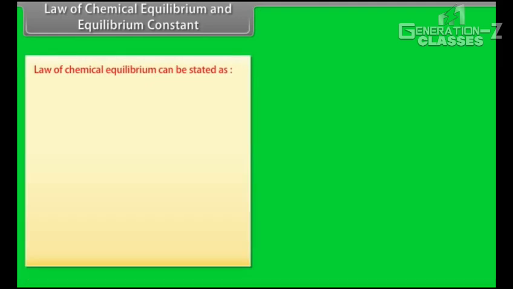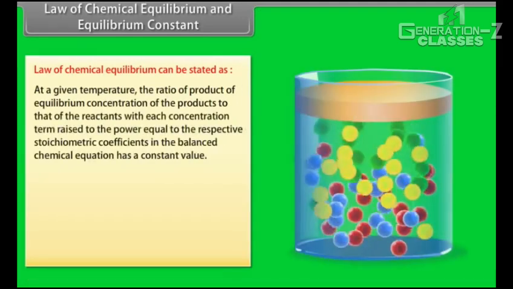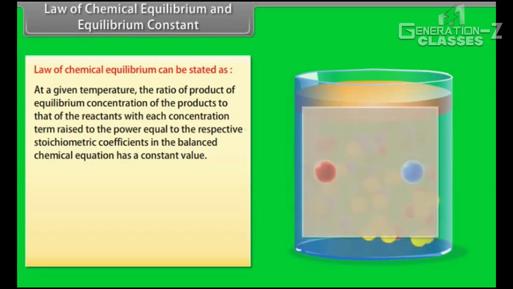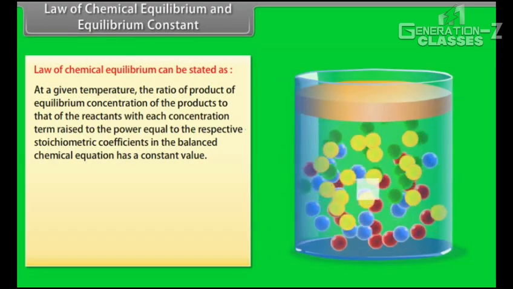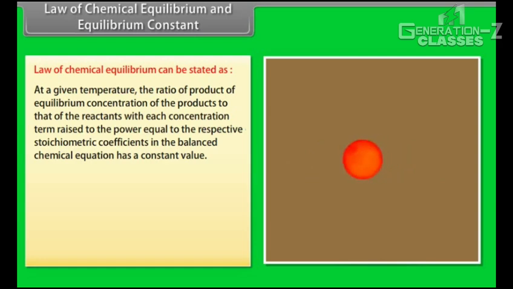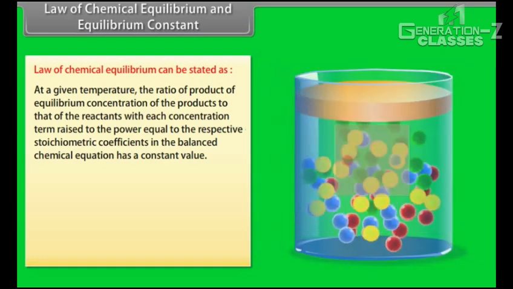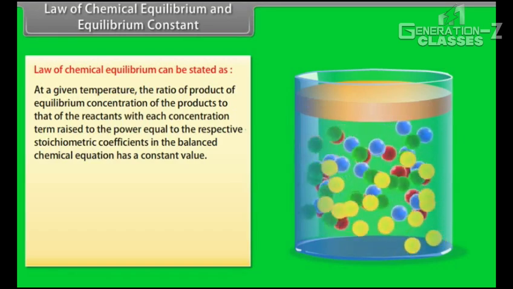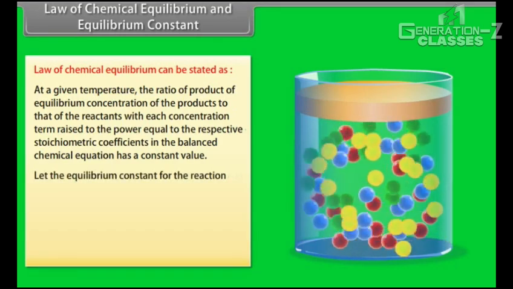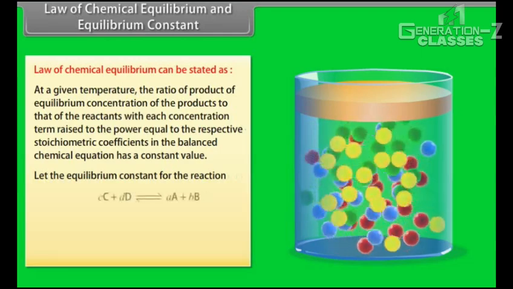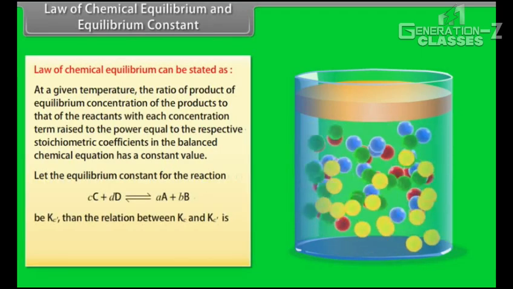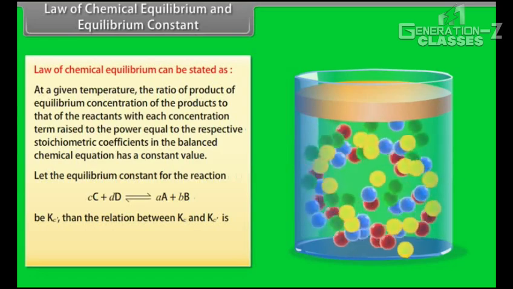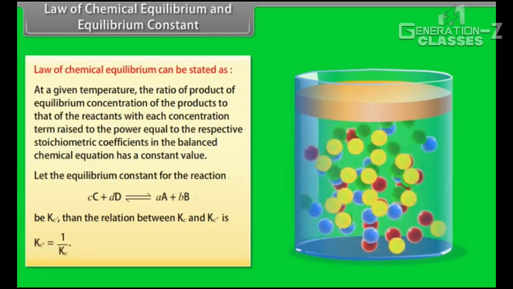The law of chemical equilibrium can be stated as: at a given temperature, the ratio of the product of equilibrium concentrations of the products to that of the reactants, with each concentration term raised to the power equal to the respective stoichiometric coefficients in the balanced chemical equation, has a constant value. Let the equilibrium constant for the reverse reaction be Kc dash. Then the relation between Kc and Kc dash is Kc dash is equal to 1 by Kc.